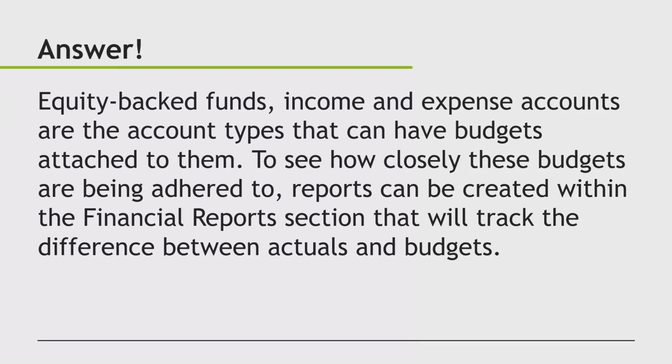Now, again, I didn't maybe fully explain this, but the reason you can set budgets for these types of accounts is because those types of accounts zero out at the end of each year. Assets and liabilities don't zero out at the end of each year, so you really can't apply a budget to those because it's just never going to quite line up. All right, next question.